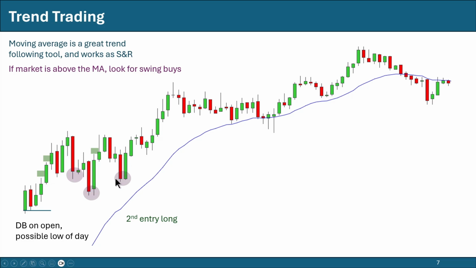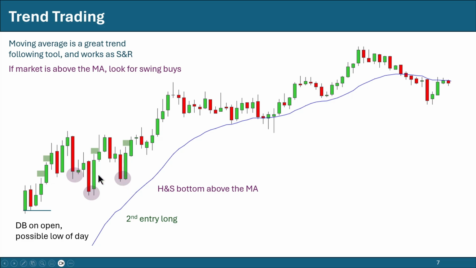This is a head and shoulders pattern. We have a left shoulder, the head, and the right shoulder. So it's a head and shoulders bottom above the moving average. Another reason for the bulls to buy. They'll be buying above here.